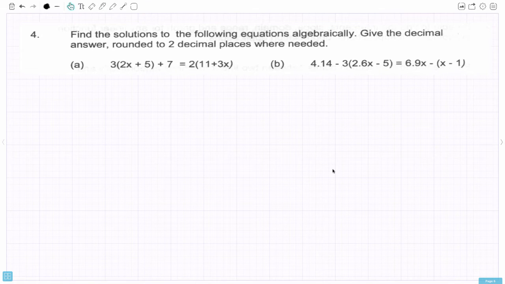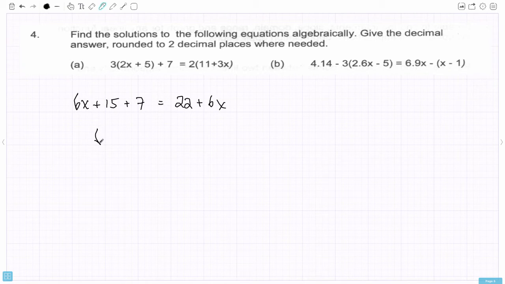All right, moving on to number 4. Find the solutions to the following equations algebraically. Give the decimal answer rounded to 2 decimal places where needed. Question A. We'll start by distributing, collecting like terms, and then moving all the x's onto one side. So I'll get 6x plus 15 plus 7 equals, on the right hand side, 22 plus 6x. And, okay, what's going to happen at this point? First you could combine the like terms, although you could tell the answer already.